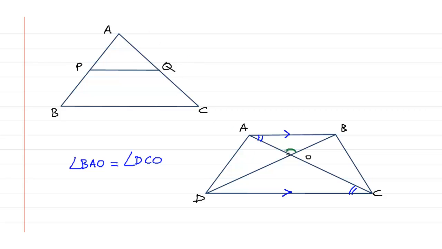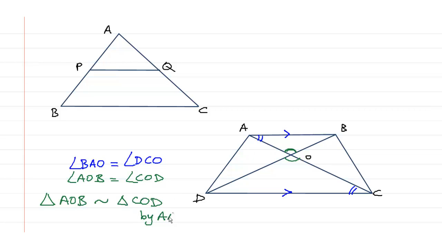And we have a vertically opposite angle. Angle AOB is equal to angle COB. So if we know that two angles of this triangle and two angles of the other triangle are equal, then the triangles are said to be similar. Then triangle AOB is similar to triangle COB. By which test? By angle test, AA test.